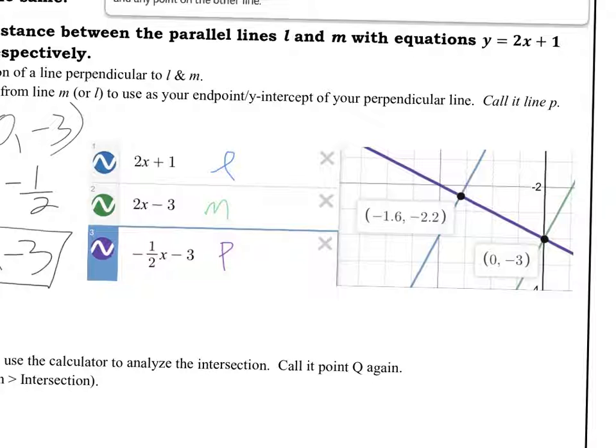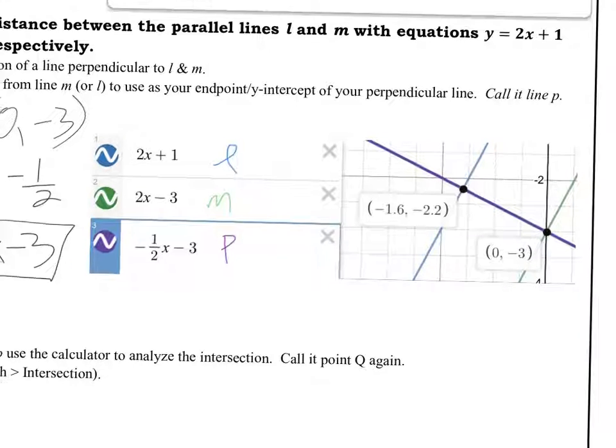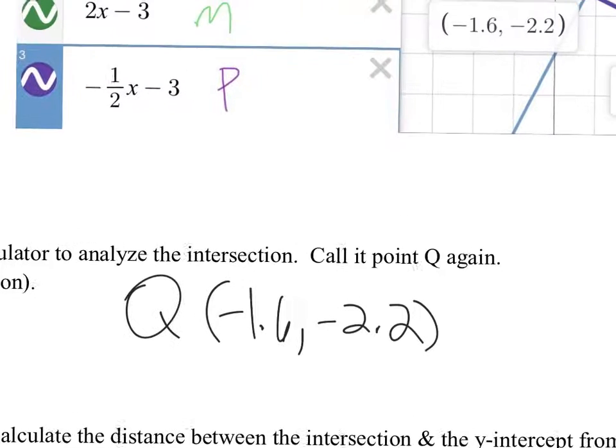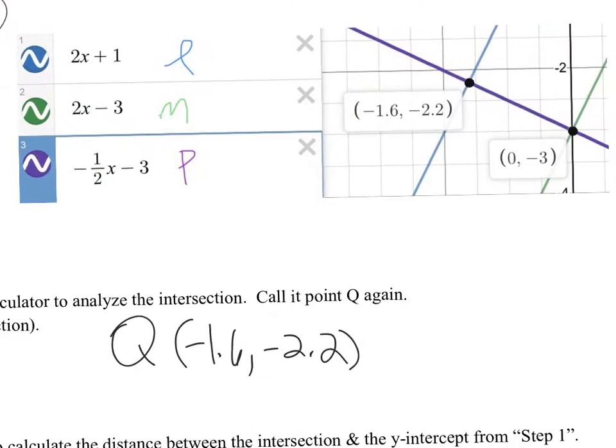And so they intersect again. Well, lines L and P intersect at negative 1.6, negative 2.2. So like in the previous video, I'm going to call that point Q. So I'll say Q is at negative 1.6, negative 2.2.